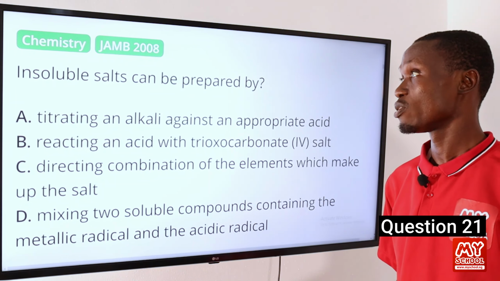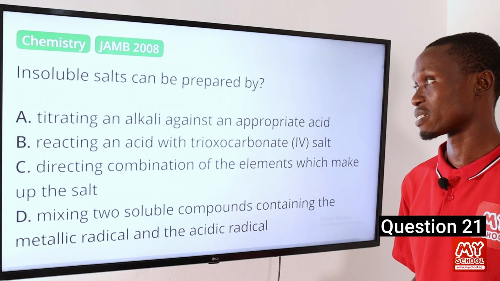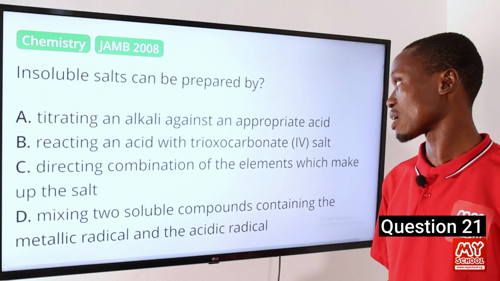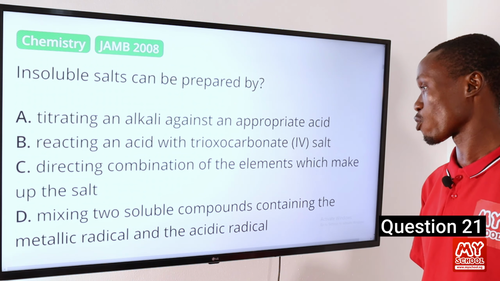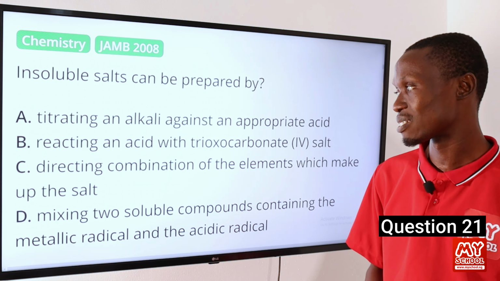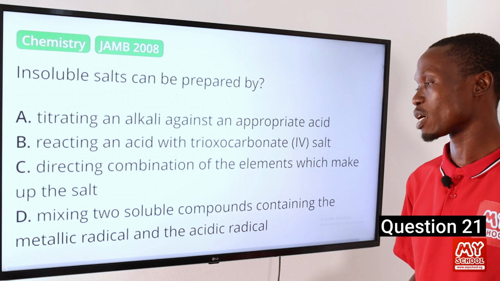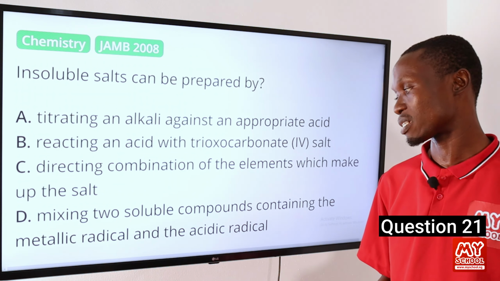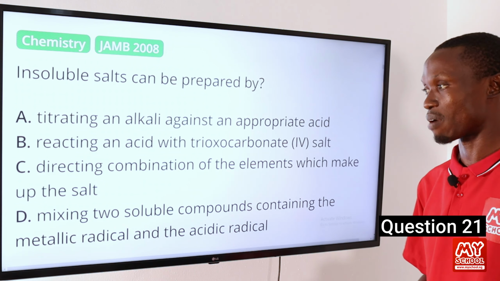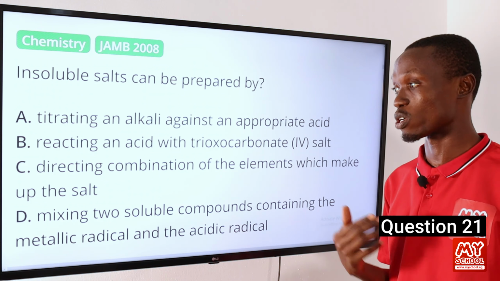Question 21. Insoluble salts can be prepared by: A. Titrating an alkali against an appropriate acid. B. Reacting an acid with trioxocarbonate IV salt. C. Direct combination of the elements which make up the salt. D. Mixing two soluble compounds containing the metallic radical and the acidic radical. Okay, so the answer to this question is option D.